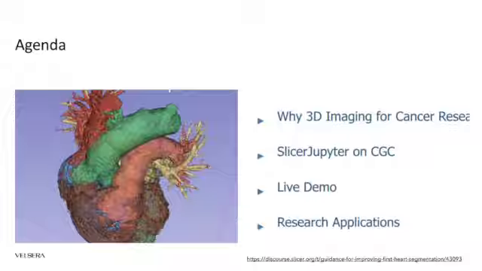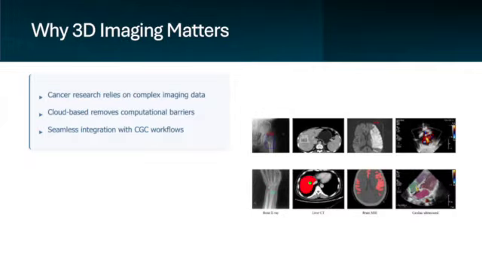Okay, so why does 3D imaging matter today? I think it's because of three reasons. First, cancer research increasingly relies on complex imaging data, so you have computed tomography, MRI, and PET scans, and researchers like you need sophisticated tools to analyze them. Second, cloud-based solutions remove computational barriers, so you no longer need expensive local hardware. I remember in my laboratory, our imaging specialists had their own specialized workstation under their desk that would do the imaging. That's no longer needed.